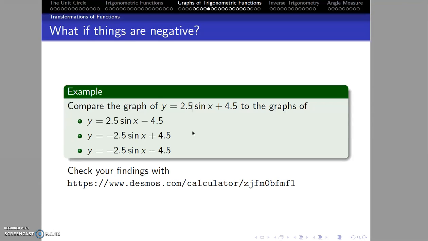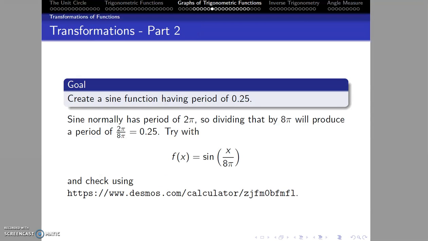But that's not the only way we can change up a function graph. So this is the second part. This is the second goal we have set for ourselves. I want to make a sine function having a different period. Remember, sine normally has period 2 pi, but I want a different period than that. I want a period of, say, 1/4. Not 1/4 pi, not pi over 4, but just 1/4.